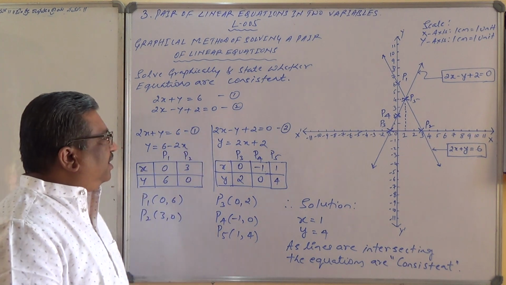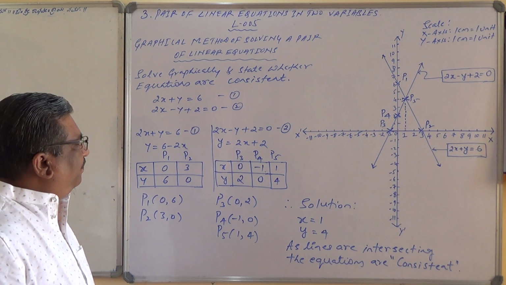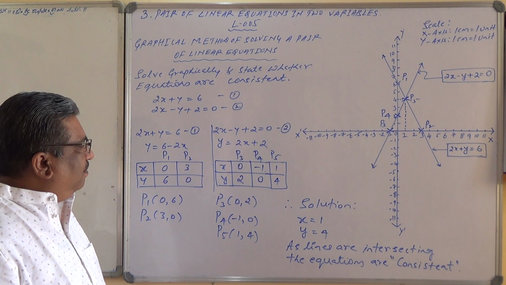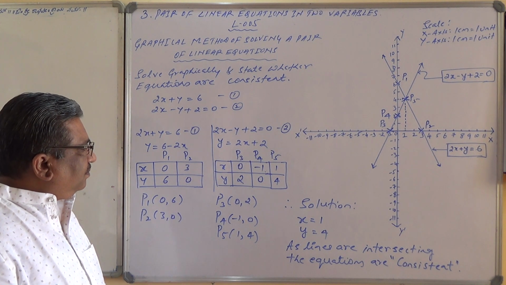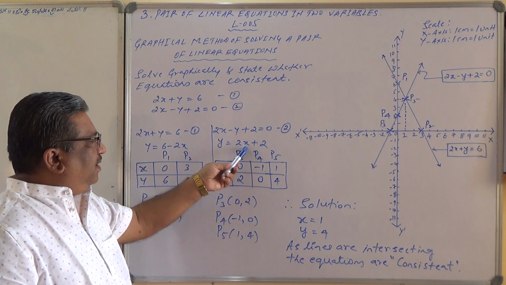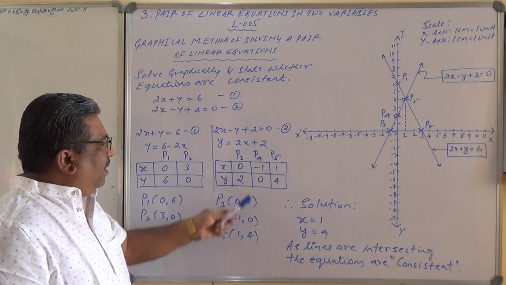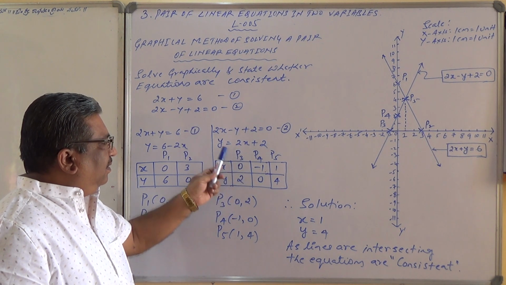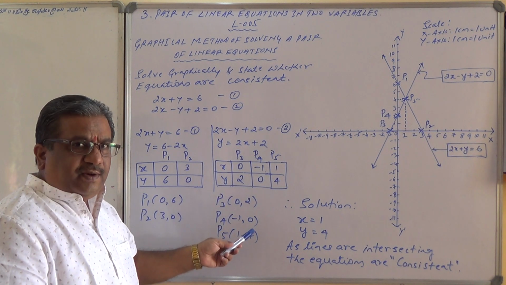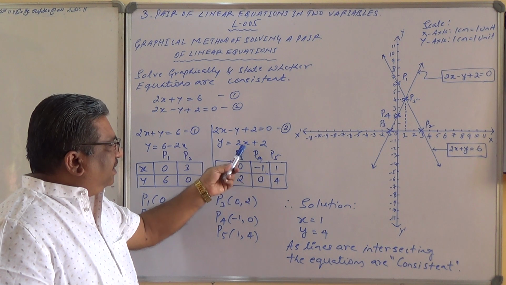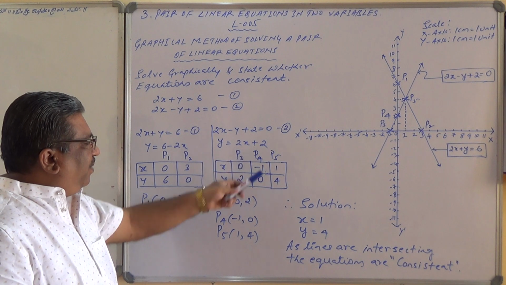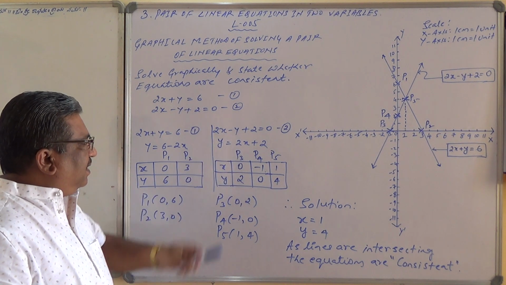The next equation is 2x - y + 2 = 0. Express y in terms of x: y = 2x + 2. Prepare the table. If I substitute x as 0, I get the value of y as 2. If x is -1, y will be 0. I have taken one extra point here; 2 are enough actually, but you can take an extra point also. If x is 1, 2 into 1 is 2, plus 2 is 4. So P3, P4, P5 are the points for the second graph.